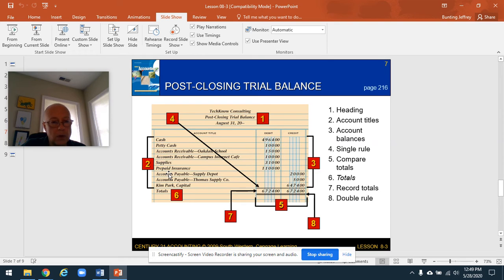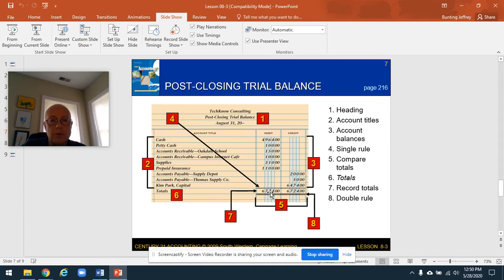So we list them in the order they appear on the chart of accounts, starting with our assets, and then our liabilities, and then our owner's equity. So assets equals liabilities plus owner's equity. Literally, assets equals liabilities plus owner's equity. And then we sum them. Make sure you draw your single line to indicate that this is a sum at the bottom. And then when you're done and you verified that debit equals credit, you draw your double line.